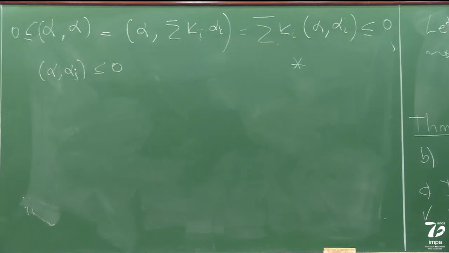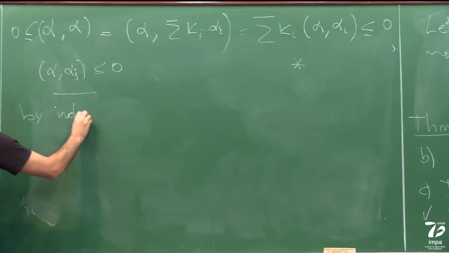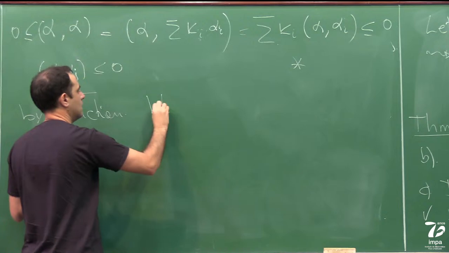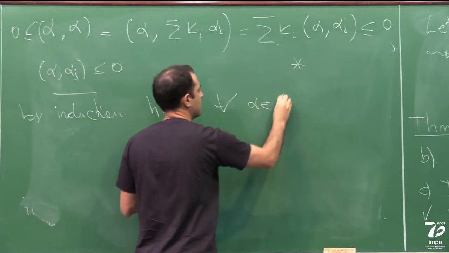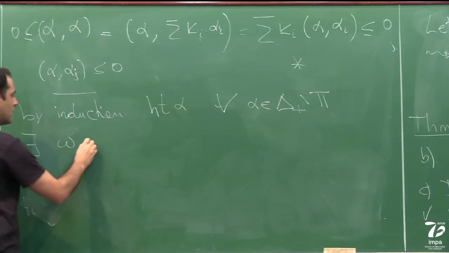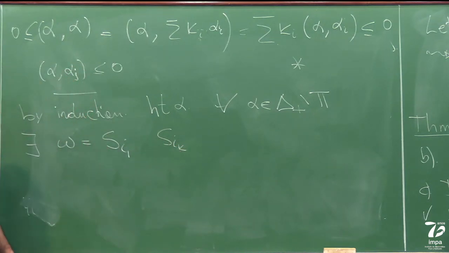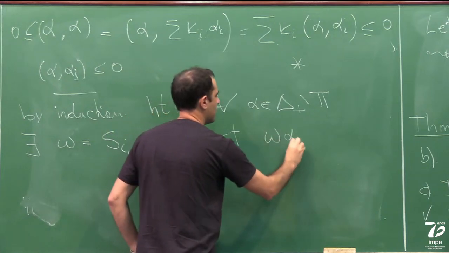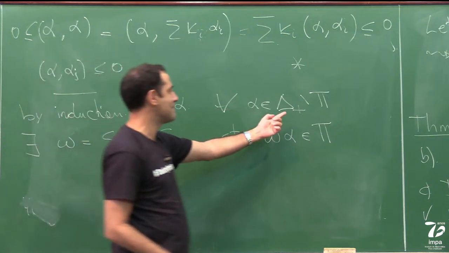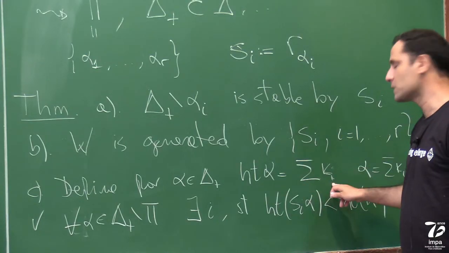OK, so now B is just the following statement. To prove B, we now know the following. By induction on the height of alpha, for every alpha that belongs to delta plus minus pi, there exists some w, which is a product of simple roots s_i1 through s_ik, such that w of alpha is in pi. OK, so let's prove that statement. If you give me an alpha that is not in pi, then the height of alpha is bigger than 1. The height is the sum of the coefficients k_i. So the height of a root is 1 if and only if that root is simple.